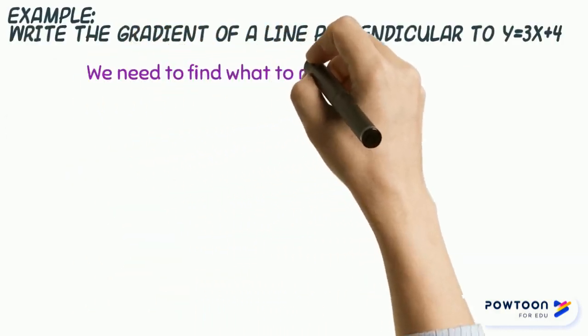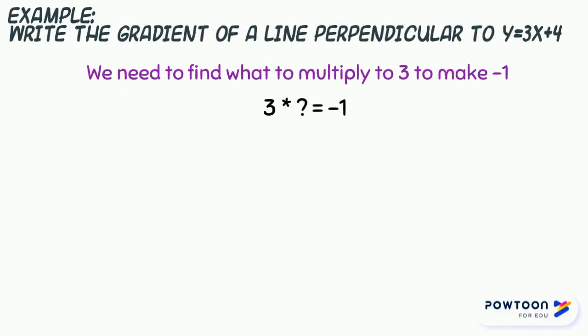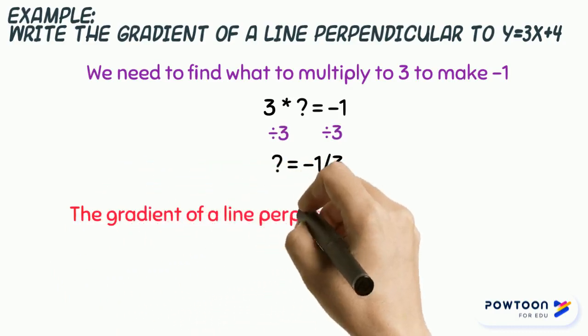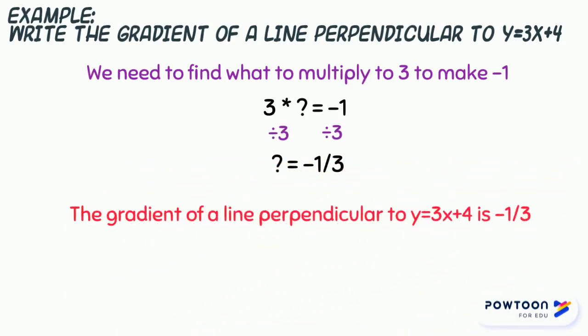Now we're going to look at finding the gradient of lines perpendicular. So first we're going to find one that's perpendicular to y equals 3x plus 4. I'm just looking for the gradient, nothing more than that. So we need to find what multiplies to 3 to make -1. So we've got 3 times something is going to give us -1. To figure out what that something is, we'll divide by 3 on both sides. So that means our gradient is now going to be -1/3.